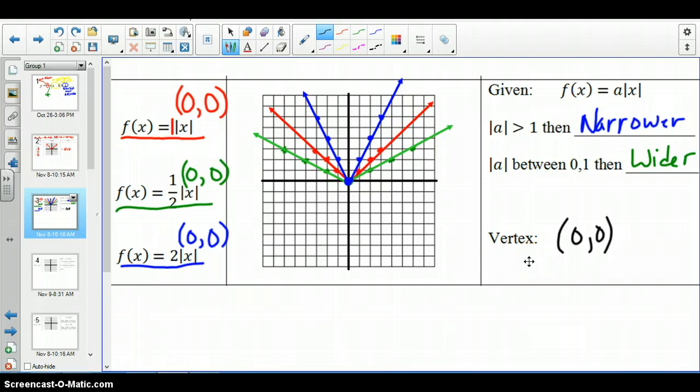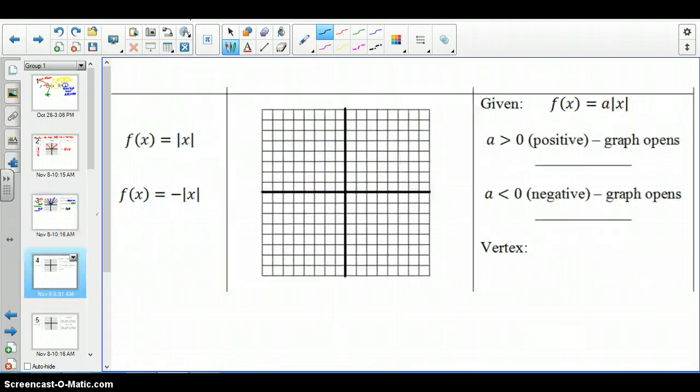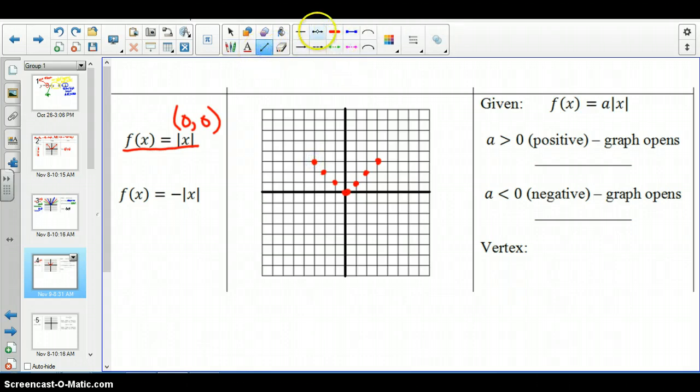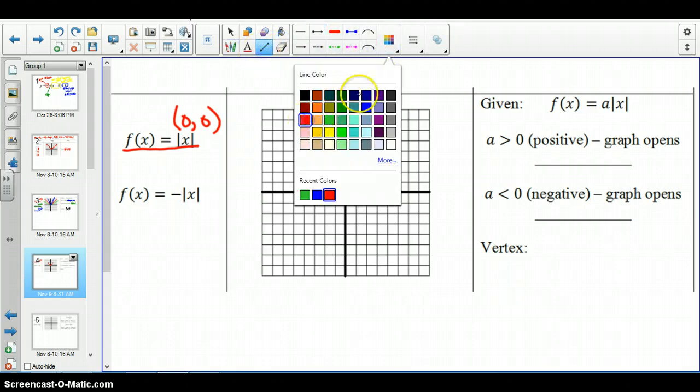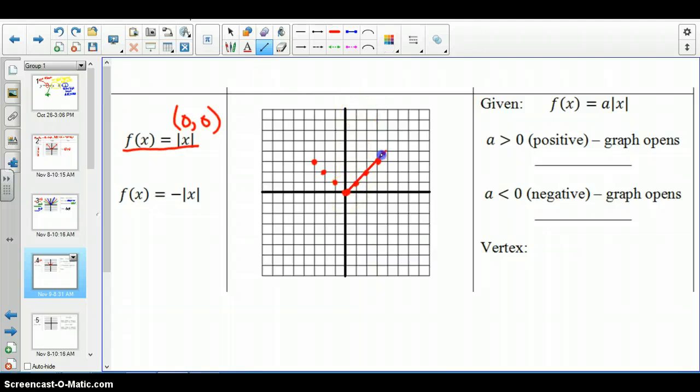Remember, you can stop or pause this at any time. I'm going to go kind of quick through this. Absolute value of x, that's the same one we've been doing. So our x of our vertex is 0, the y of our vertex is 0. It opens up and our slope is positive. So I'm going to draw a line through those points.